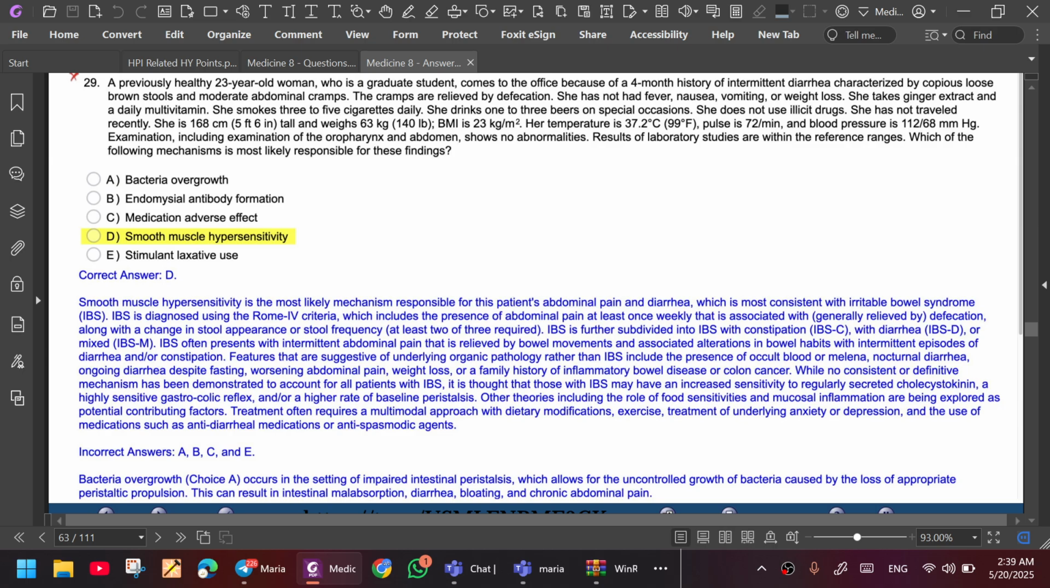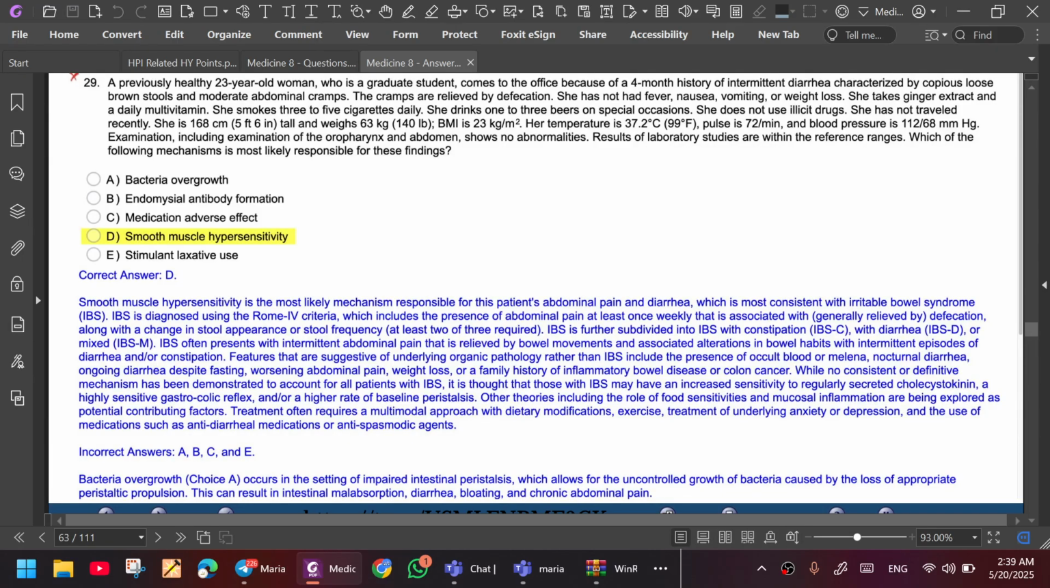IBS often presents with intermittent abdominal pain that is relieved by bowel movements and associated alterations in bowel habits with intermittent episodes of diarrhea and/or constipation. Features that are suggestive of underlying organic pathology rather than IBS include presence of occult blood, melena, nocturnal diarrhea, ongoing diarrhea despite fasting, worsening abdominal pain, weight loss, family history of inflammatory bowel disease or colon cancer.